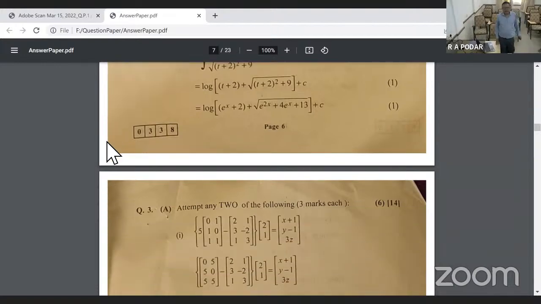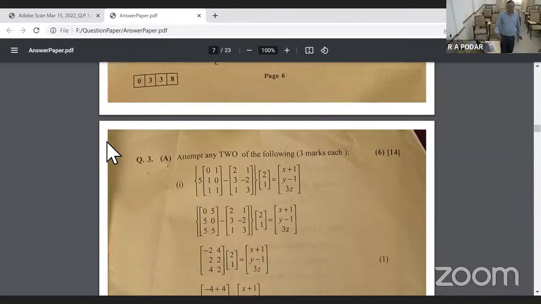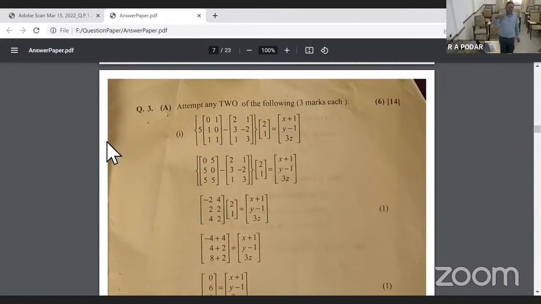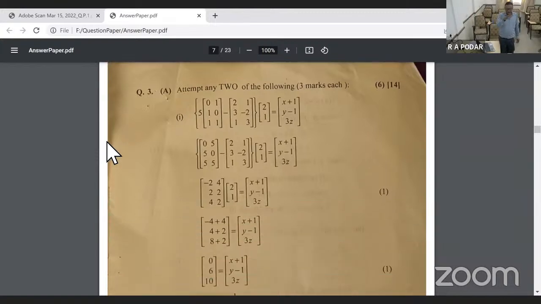So this question, this is a very easy type of question, but be careful. You have to first multiply 5 inside the matrix, then subtract the two matrices. You know this addition and subtraction is the same way in matrices.